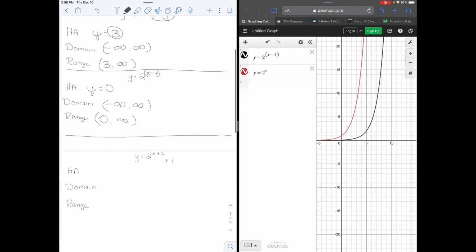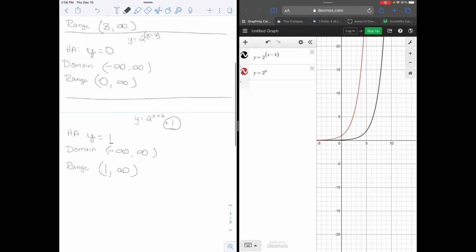Okay? And this last one, without graphing it, and that's kind of what I want you to be able to see. Without graphing it, I can see, because I'm adding 1, that my horizontal asymptote is going to be y equals 1. My domain, it doesn't matter how I move that graph. It's always going to be negative infinity to infinity. And this will change my range. So my range would go from 1 to infinity because of my horizontal asymptote. But if I wanted to ask you how it moved, we would say moved left 2 and up 1.